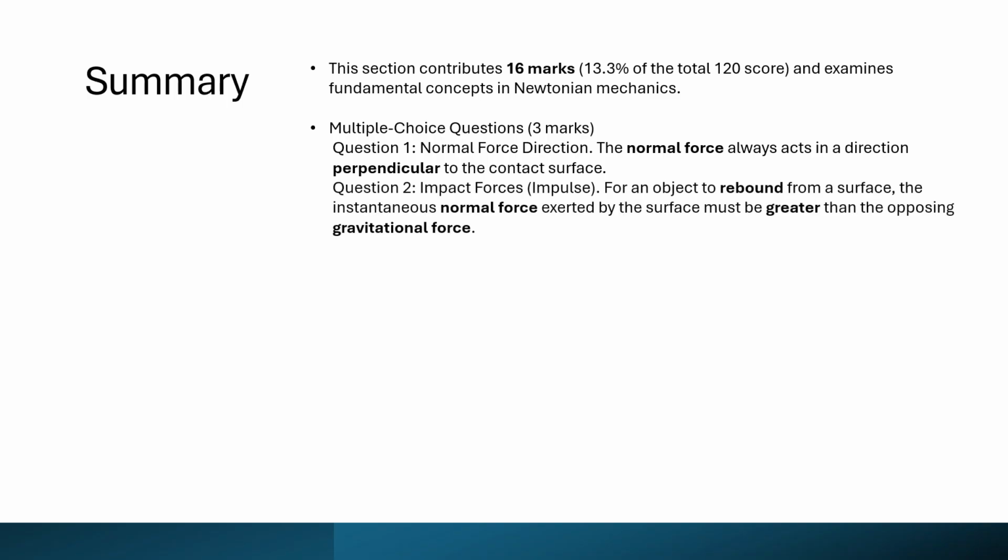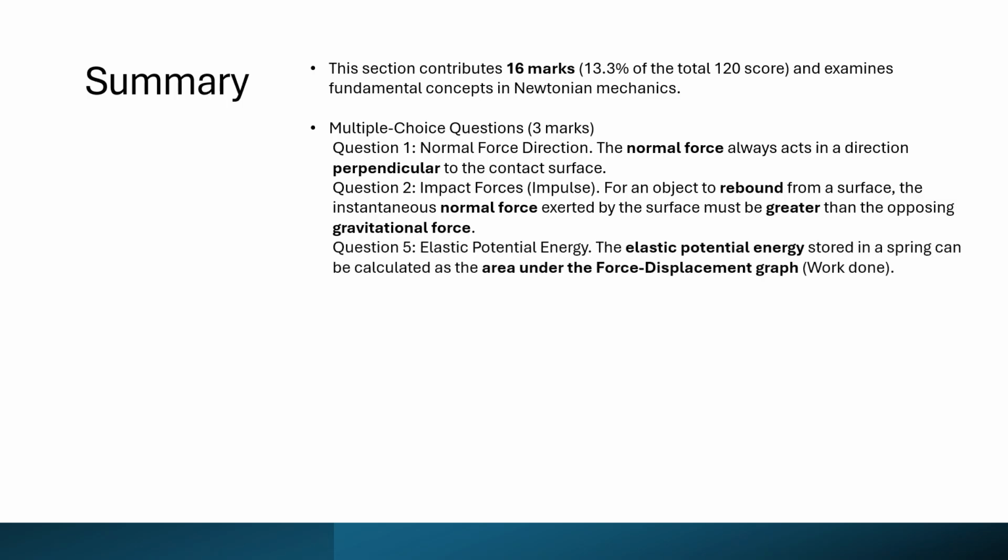Question 2, impact forces, impulse. For an object to rebound from a surface, the instantaneous normal force exerted by the surface must be greater than the opposing gravitational force. Question 5, elastic potential energy. The elastic potential energy stored in a spring can be calculated as the area under the force displacement graph, work done. Short answer questions, 13 marks.